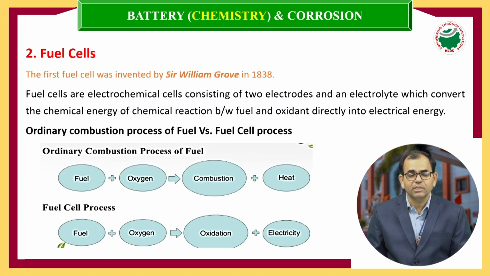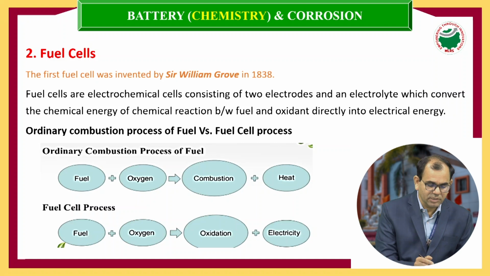Now today we will be discussing fuel cells. Basically this module 2 is categorized into two parts. Part A is battery chemistry and part B is corrosion. Extensions to battery chemistry are fuel cells, basically electrochemical cells, followed by the fuel cells and solar cells. After completing part 1, we will be moving to part 2, that is corrosion.